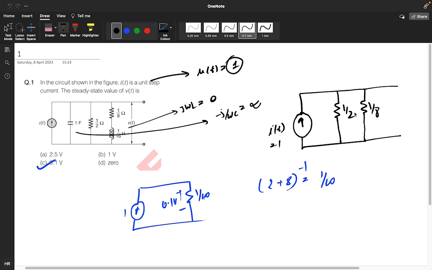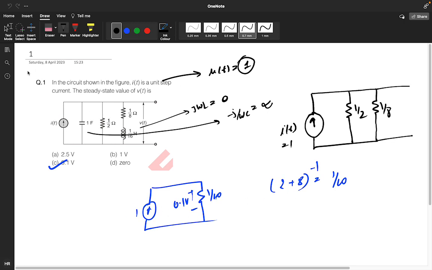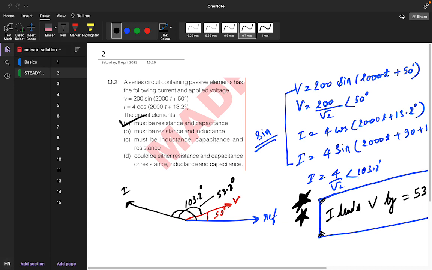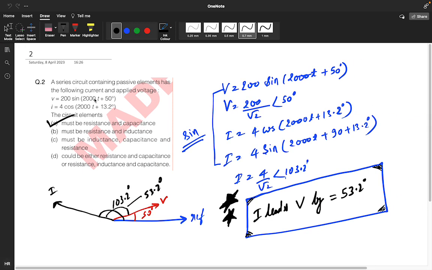These both are parallel. So you solve this, you are getting 1 by 20, and solve this, you will get 0.1 volt. Here you need to know the concept of open circuit and short circuit because of the DC value. And in this question they had asked about the lagging and leading concept.